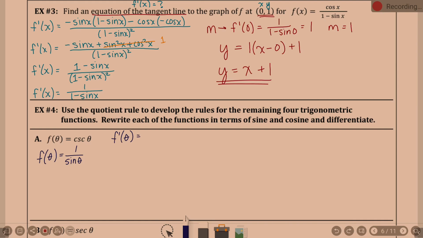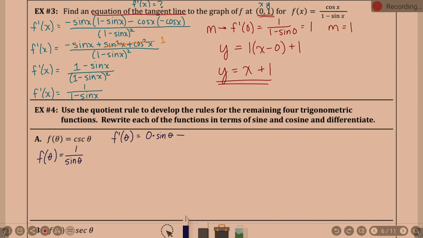No, it's not just 1 over cosine theta. What do we have to use? What are we learning in this lesson? Quotient rule. So you have to use the quotient rule here. Okay. So derivative of the top. What's the derivative of the top? 0 times the denominator, which I'm going to go ahead and write in. Quotient rule says we subtract.